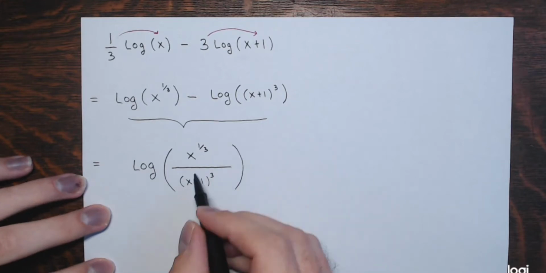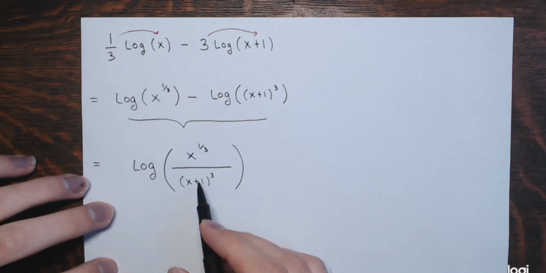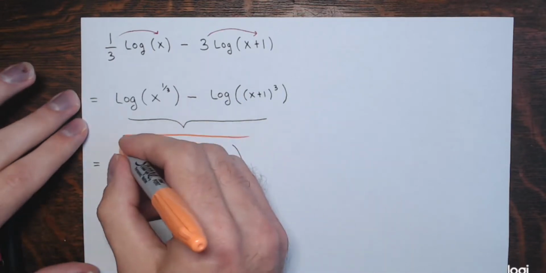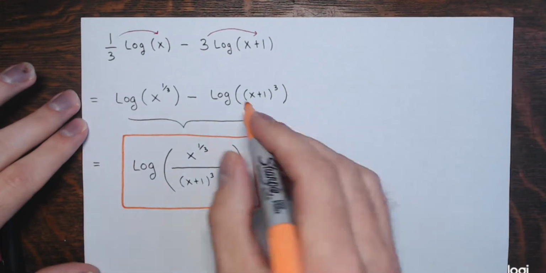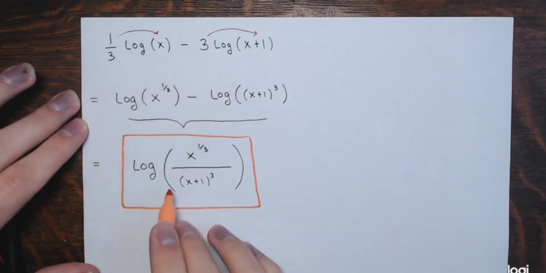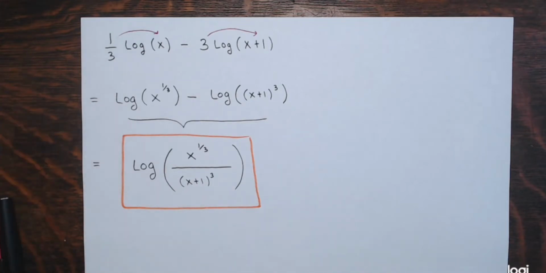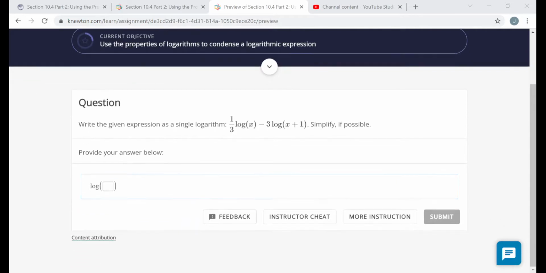And this is as simple as that expression gets. There are no common factors in the numerator and denominator, and that's it. I have expressed my original expression as a single logarithm with a simplified argument. Alright, so that's what I'll enter back in the assignment. Right, so now they already gave us the single log. We just have to enter the argument.